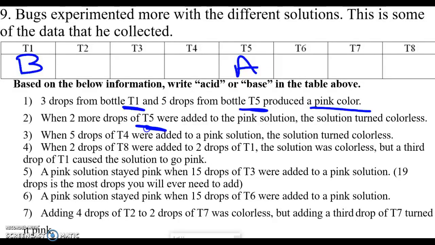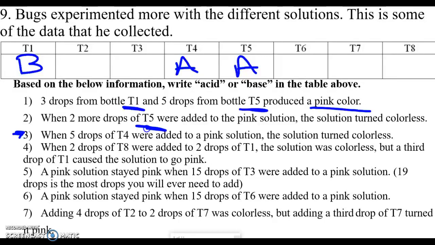Number 3, when 5 drops of T4 were added to a pink solution, the solution turned colorless. So in this problem, in 3 here, they started with a pink solution, they added some T4 to it, and the pink went away, it turned colorless. So that must mean that T4 is an acid. All of those hydrogen ions are consuming the hydroxide ions, taking them out of the solution, and therefore making it an acidic solution, and phenolphthalein is not pink in an acidic solution.